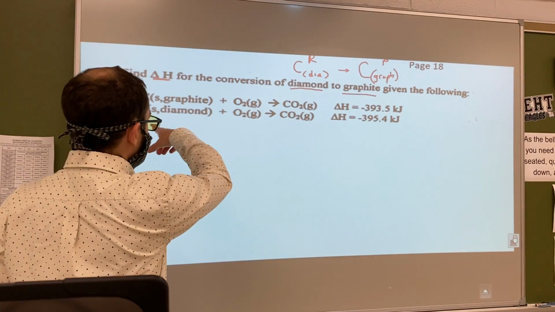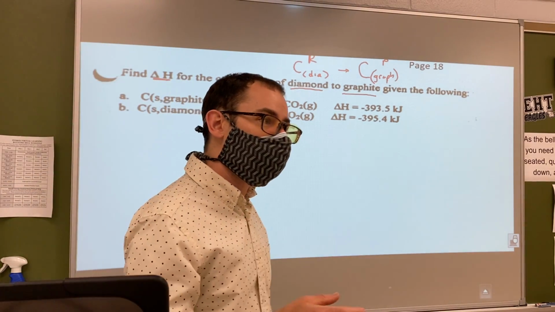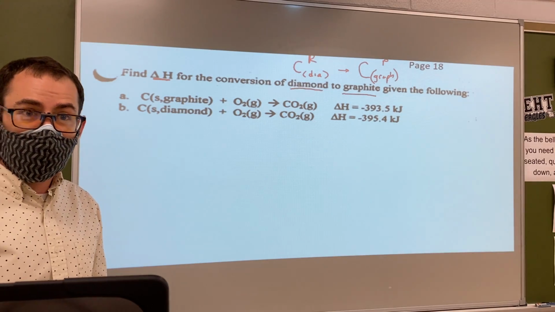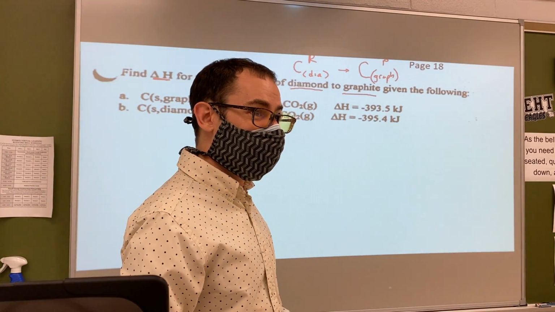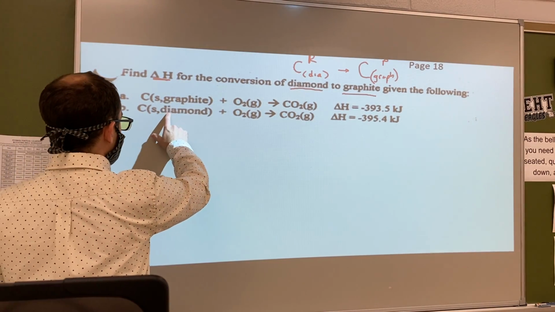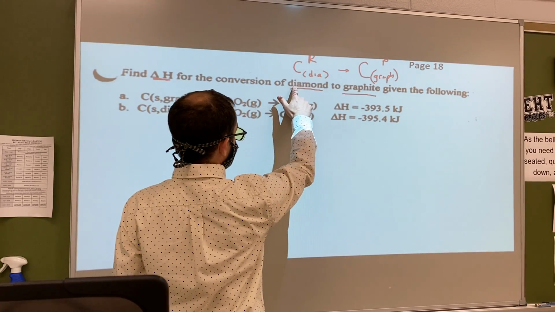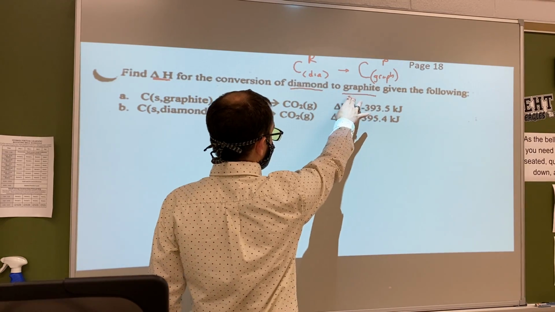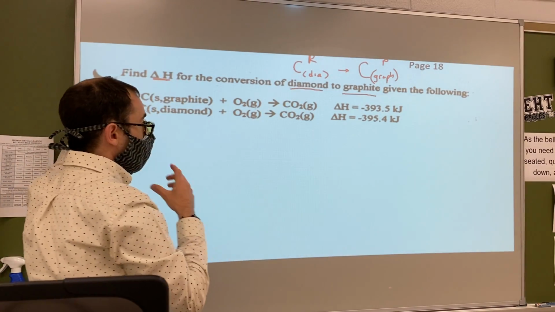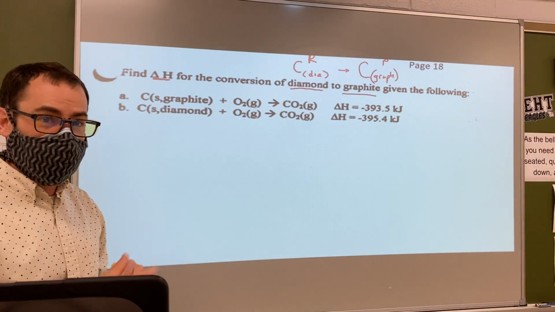Both of them are right now reactants. So out of both of these 2 equations, which one do we need to flip? Because we need to get one of them to be the product. A or B? B, let's check it out. If we flip B, that's going to take C diamond and put it on the product side. But we want diamond to be a reactant and graphite to be the product. So we're actually going to flip A to get graphite on the product side. Everybody okay with that fundamentally? It makes sense that we need to get it on the other side, so we're going to flip it?